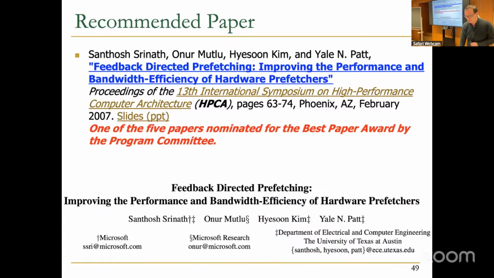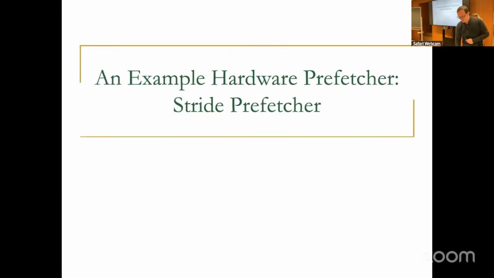We're going to talk maybe more about that, but this talks about a lot of these metrics and how to use accuracy, coverage, mainly accuracy, timeliness, and pollution to decide how aggressive you should really make your prefetcher, and also where you should insert your prefetches in the cache. So I can dynamically adapt all of those. Any questions? Okay, so let's now talk about, we talked a lot about theory. Let's talk about some mechanisms.